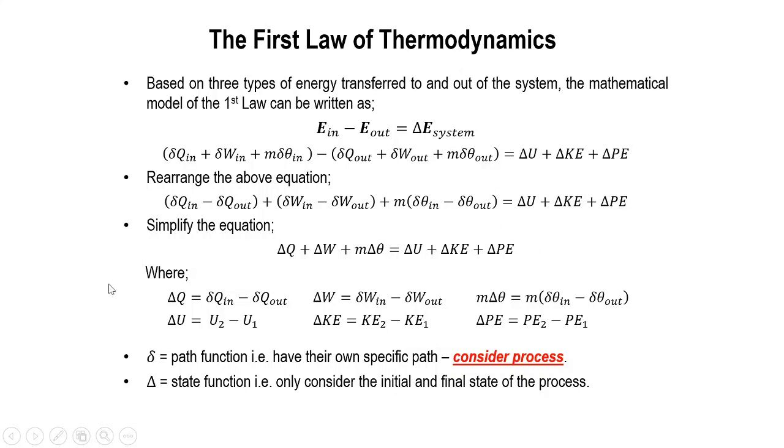So we can see the change, Q in and Q out. The icon here is the path function, so we consider it as a process. And here we call it a state function, so it depends on the initial and final state of the process.